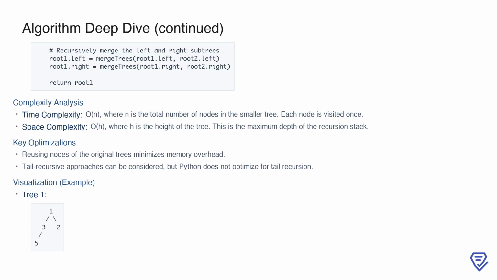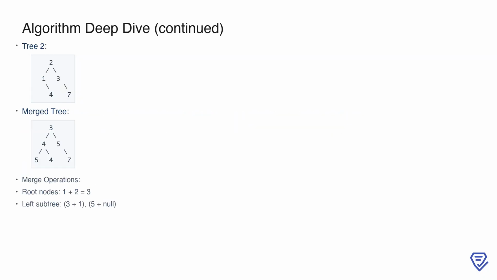To help visualize the process, consider the example trees provided. In the first tree, the root node has a value of 1, with left and right children 3 and 2, respectively, and a left child of 3 having another left child with the value 5. In the second tree, the root node has a value of 2, with left and right children 1 and 3. The left child of 1 has a right child with the value 4, and the right child of 3 has a right child with the value 7.